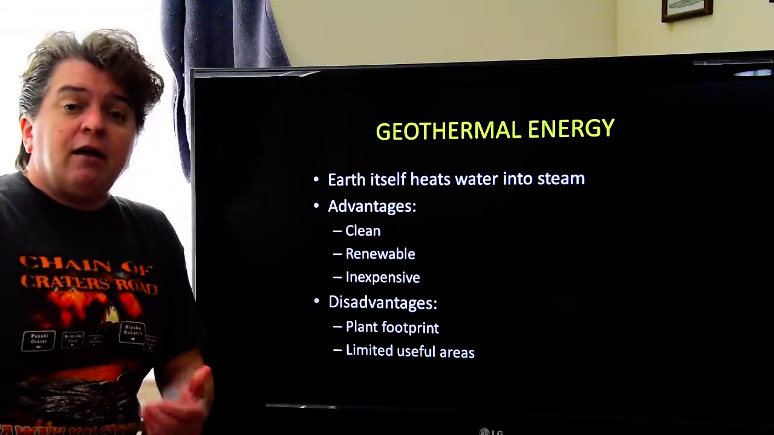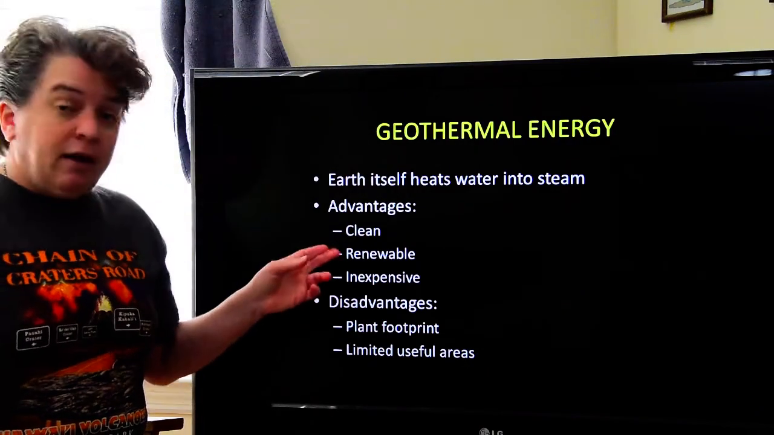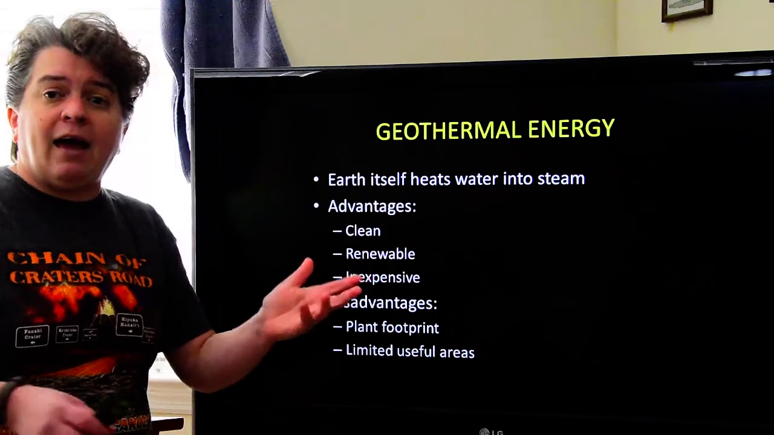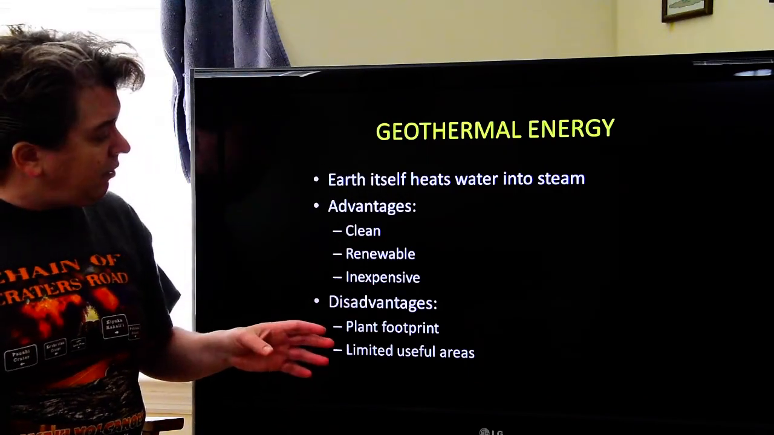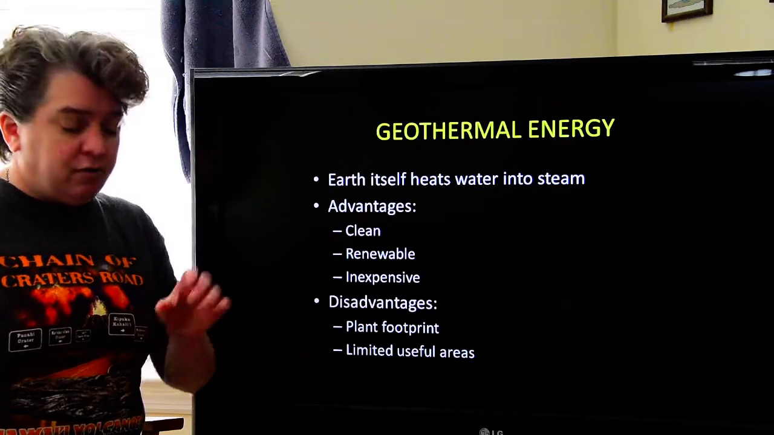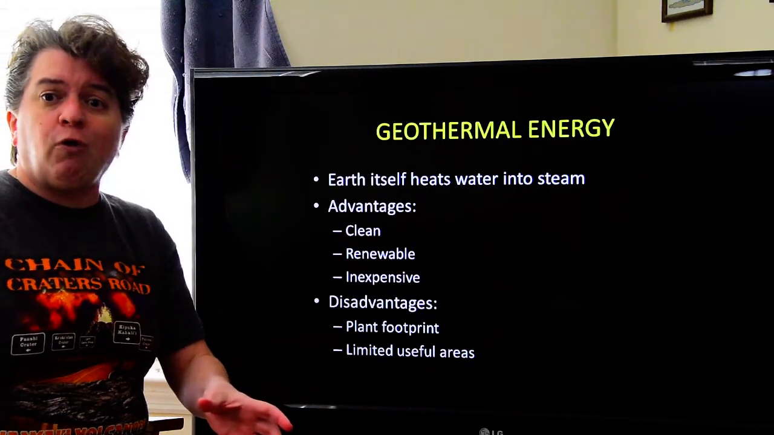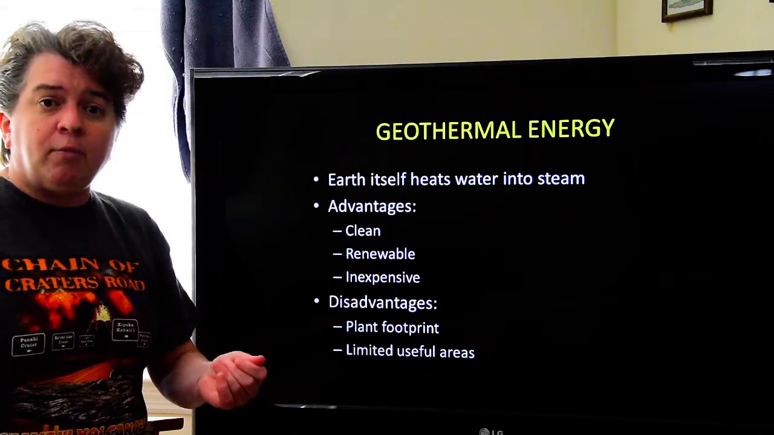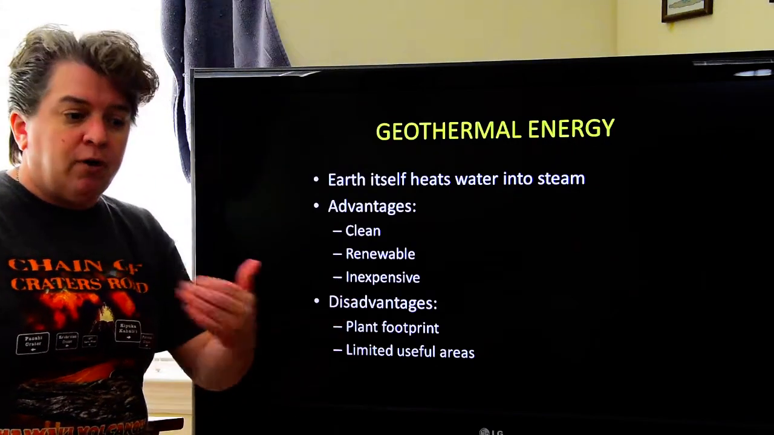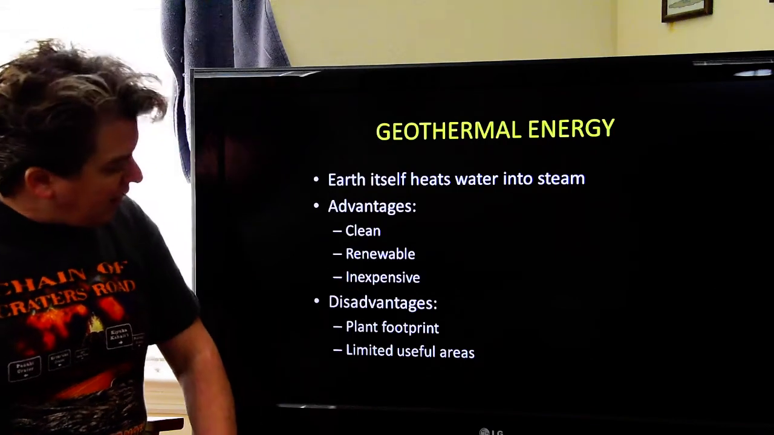Geothermal energy has some advantages. It is clean. Again, we're not putting ash or sulfur dioxide or carbon dioxide or any of that stuff into the environment. It is renewable. As long as your magma's down there heating up water, you can be making electricity. And once you install the power plant, it's quite inexpensive to continue the operation.